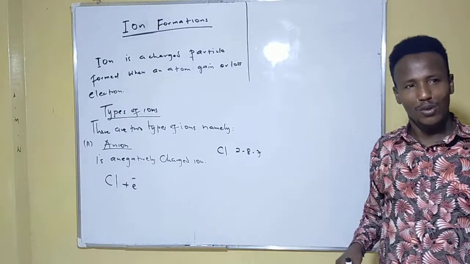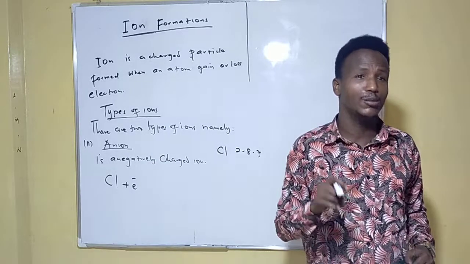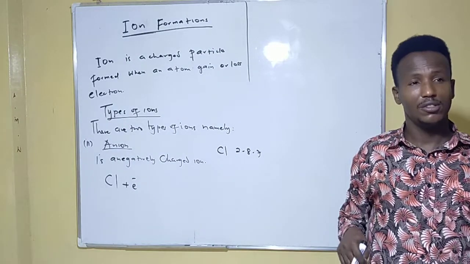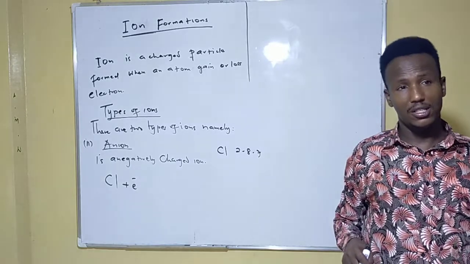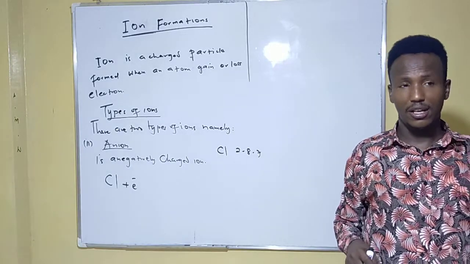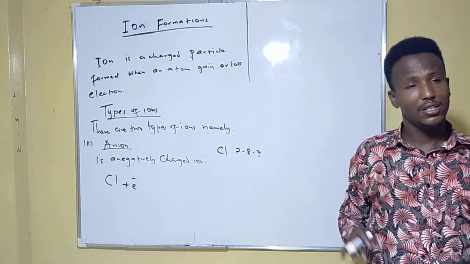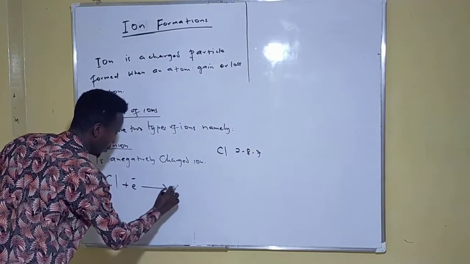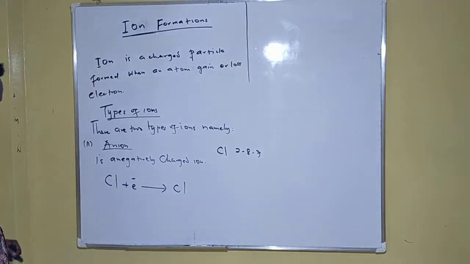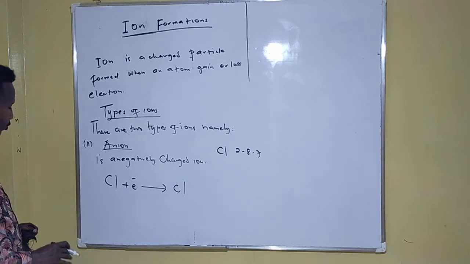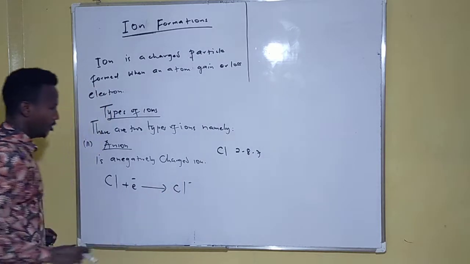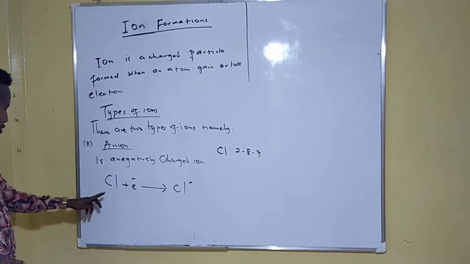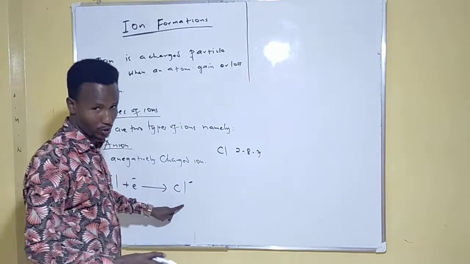So chlorine will gain one electron. Gain of electrons is always demonstrated on the left hand side of the equation. Take this note, please. Then we will have chlorine ion, because you are forming ions, don't forget. So this is how you write it: chlorine atom plus one electron gives chlorine ion.